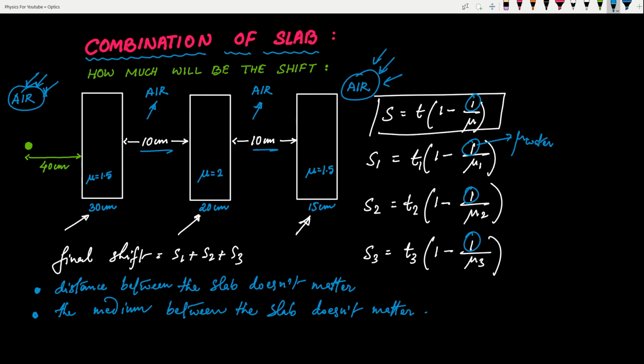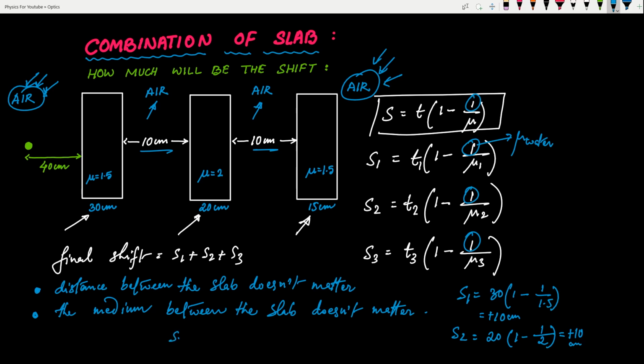Now if I solve S1 using the formula, then it will be T1, we know it's 30 centimeter, times 1 minus, since it is air, 1 by mu1, which is 1.5. If you solve this, we are going to get 10 centimeter. Okay, for S2, if we solve again, the thickness is 20 centimeter, 1 minus 1 by the refractive index of the second material, which is 2. If we solve this, we'll again get 10 centimeter.